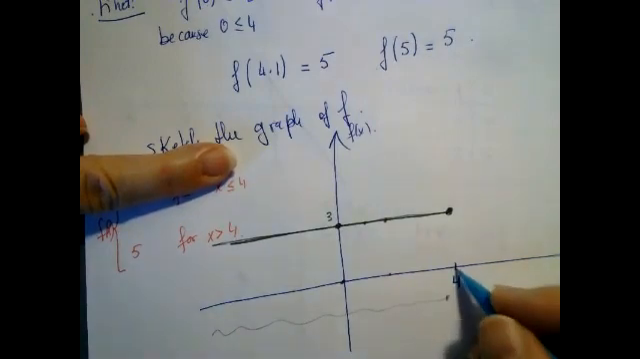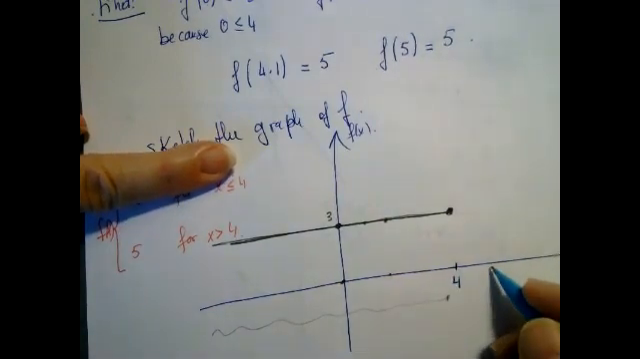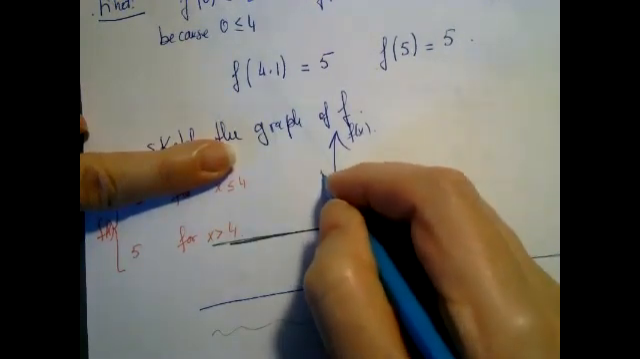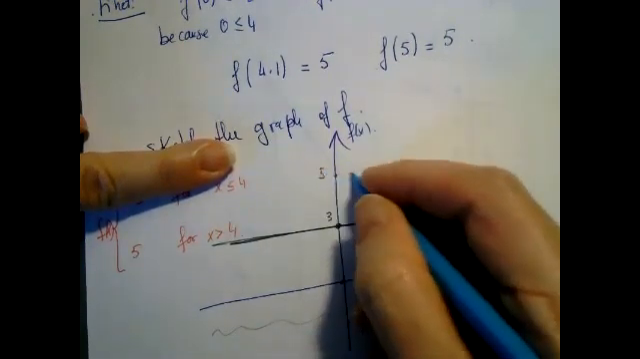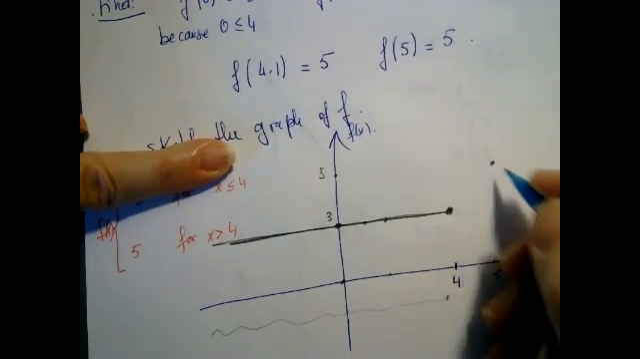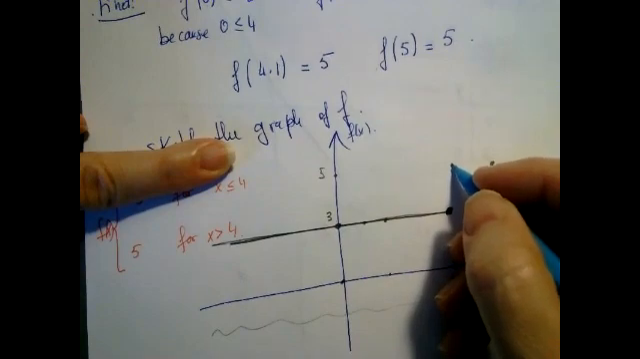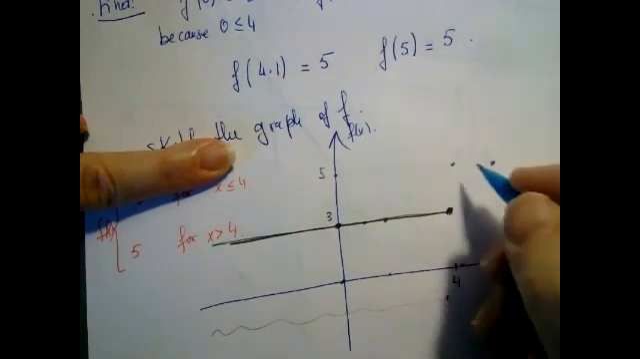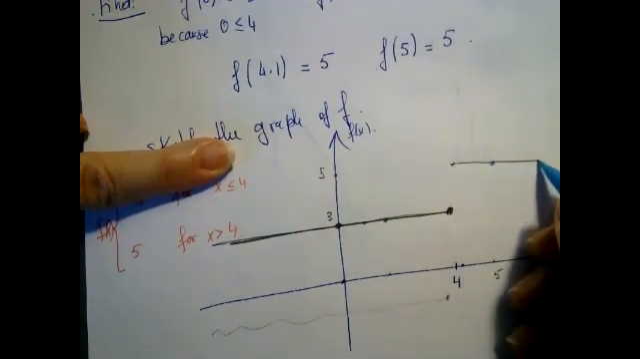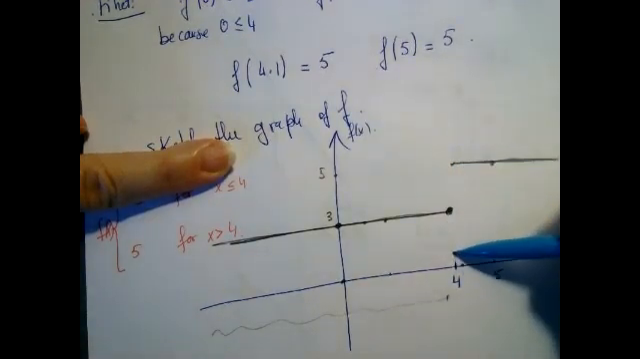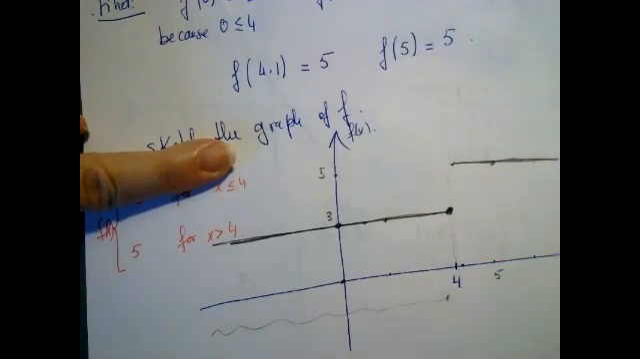All right. If I take anything bigger than 4, I take 5. The output is 5. So suppose this is my 5 here. So this is going to be 5. If I take anything bigger than 4, 4.1, the output is 5, and so on and so forth. So this is going to be all 5. But now I'm going to have an issue right there.